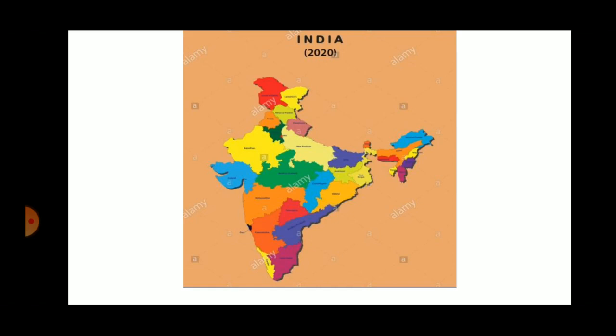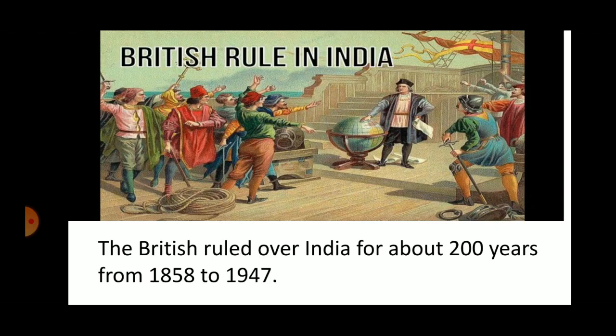Children, observe the map of India. This is the latest map of the year 2020. Children, do you think that India's map has always been like this? Let us find out. All of us know that the British ruled over India for about 200 years from 1858 to 1947.